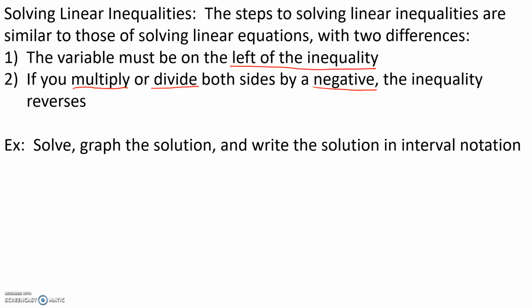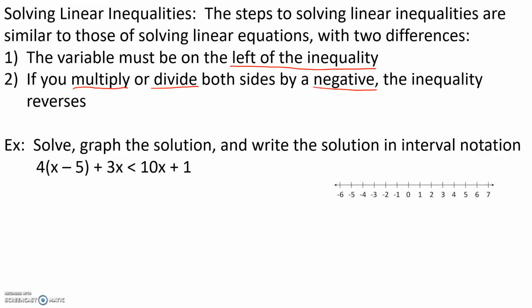Here's an example. Solve, graph the solution, and write the solution set in interval notation. Our inequality is 4 times the quantity x minus 5 plus 3x less than 10x plus 1. First, we will distribute the 4. This will give us 4 times x, which is 4x, 4 times negative 5, which is negative 20, plus 3x less than 10x plus 1. After we distribute on each side of the inequality, we'll combine our like terms. 4x plus 3x will be 7x minus 20, and that is less than 10x plus 1.